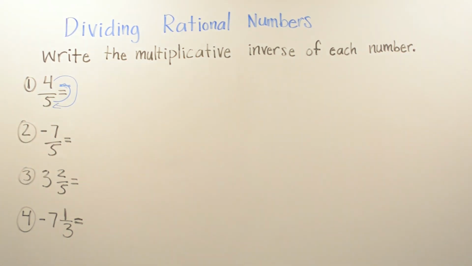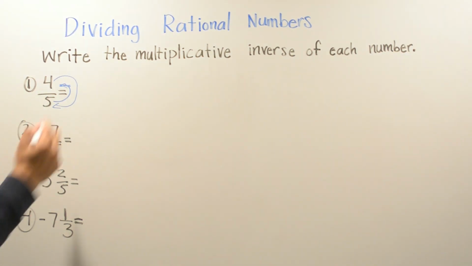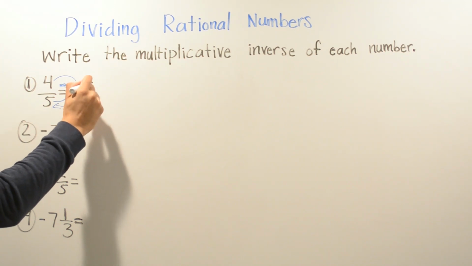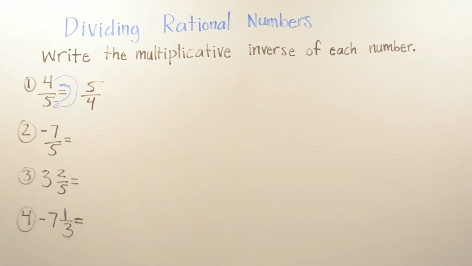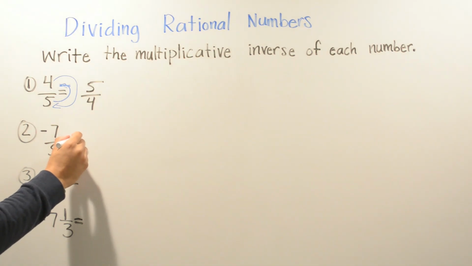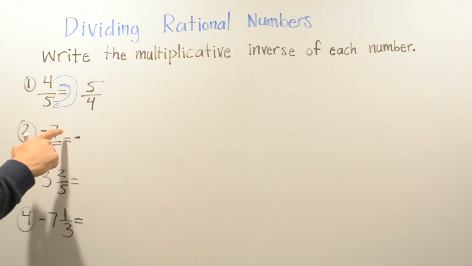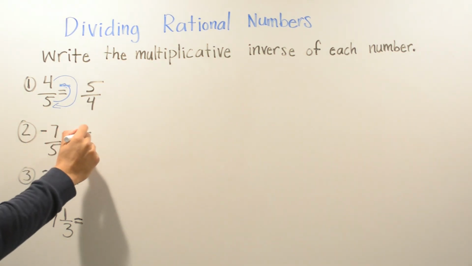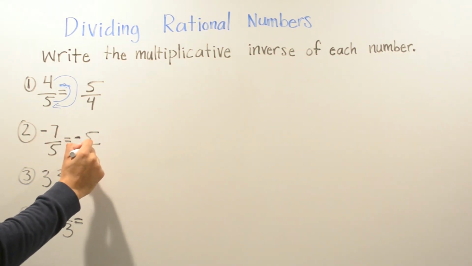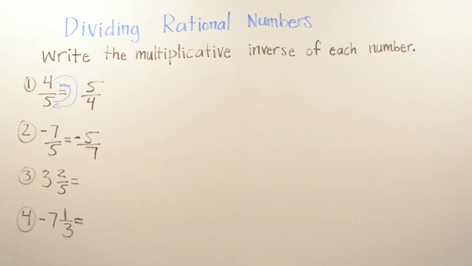Okay. So your answer is going to be 5 over 4. Okay. And so on for number 2. Do the same thing, have a negative. We'll just flip 5 to your numerator and 7 to your denominator. So it'll be 5 over 7 for your answer.